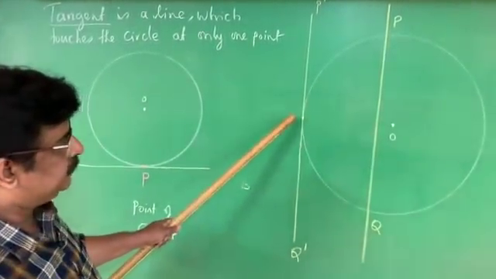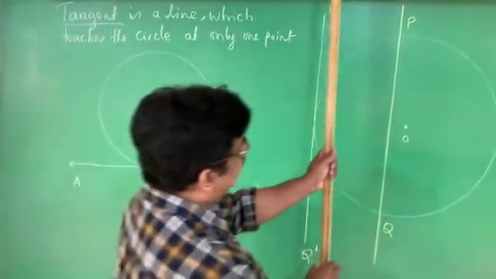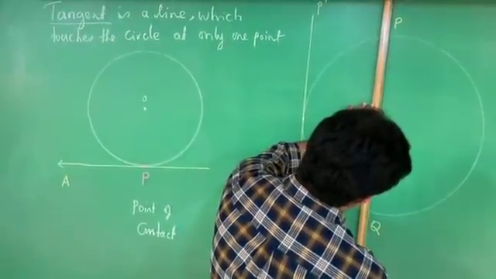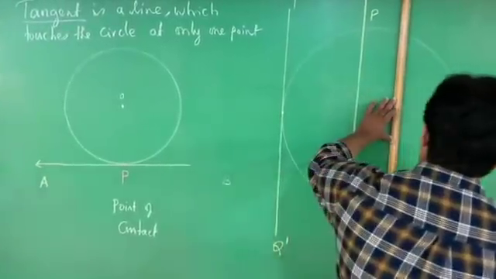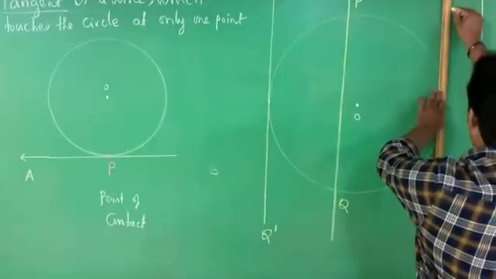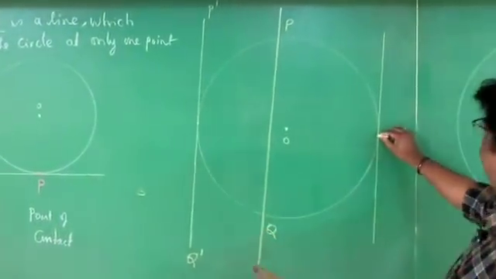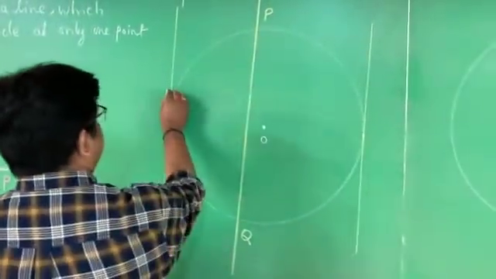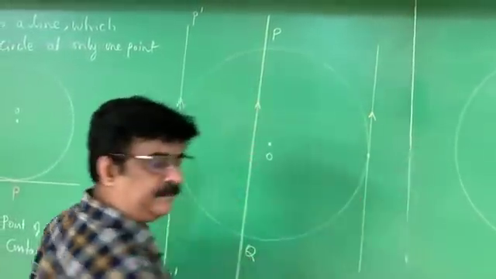And this point is called what? Point of contact. In the same way, I keep the secant here and move the secant to that side, like this. Now the secant is moving this side. I come here, and here it becomes a tangent again. Here there is a point. This is also parallel to this.